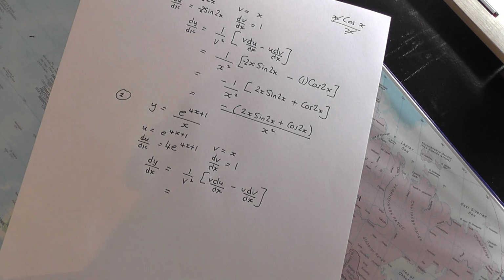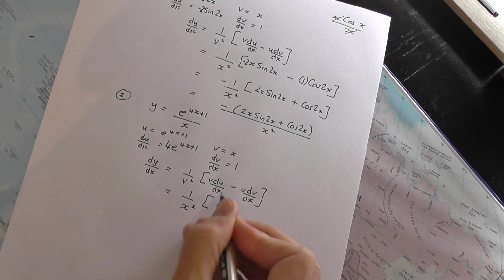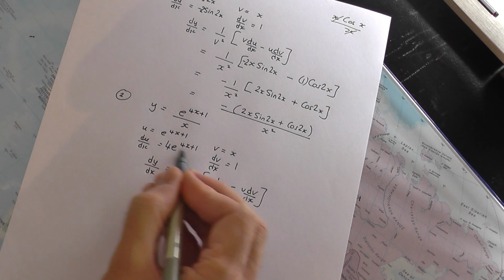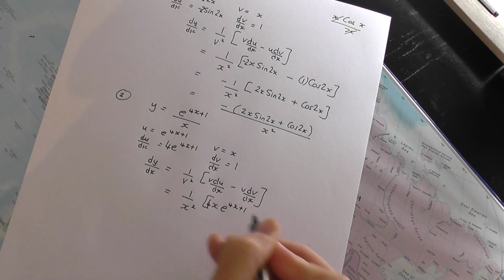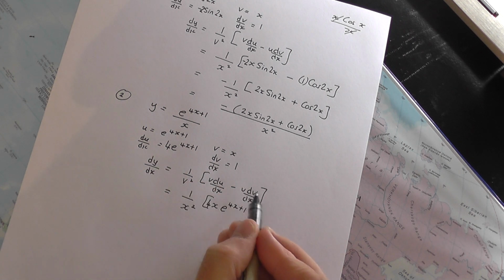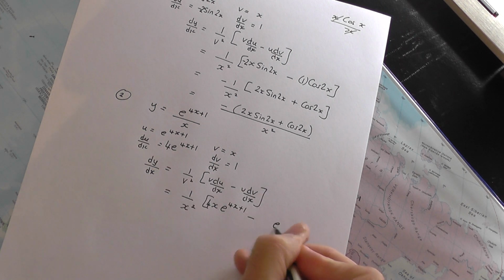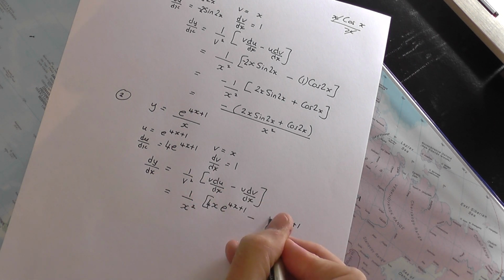equals. So it's 1 over v is x, so 1 over x squared. v x du by dx is this thing. Put the 4 at the front, and then the exponential. Take away u, take away u dv. So u is the exponential, times dv is 1. Put the 1 there, in a bracket if you want.